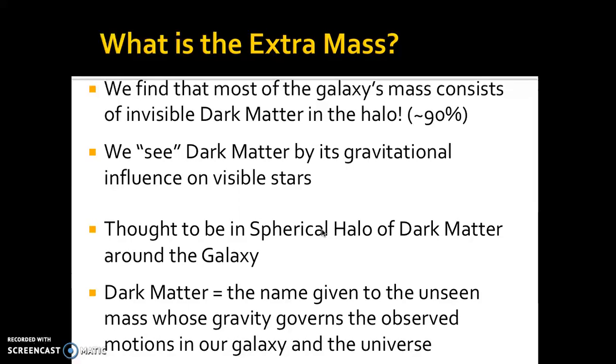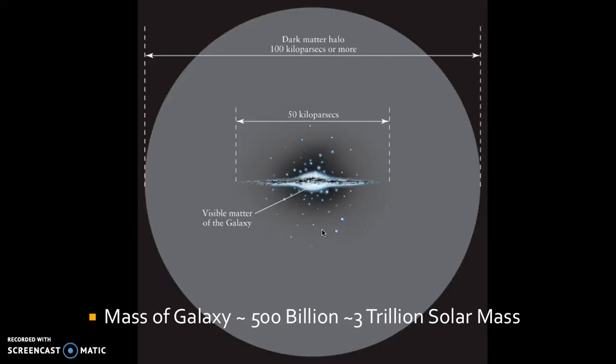We see this dark matter by its gravitational influence on the stars and how our Milky Way galaxy rotates. What we think is that the dark matter is a spherical halo around the galaxy, something like this. The mass of our galaxy is estimated to be about 500 billion solar masses, which is way bigger than if we added up all the mass of all the visible light we can see. So there's something else out there, and that something else is this dark matter.